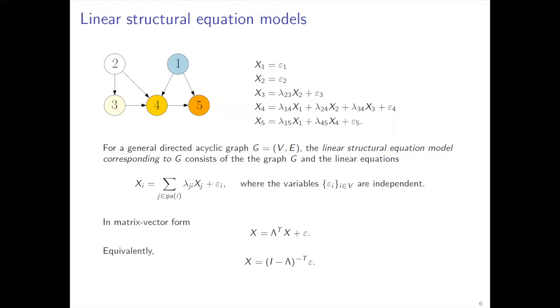We can rewrite this in matrix-vector form. If x is the whole vector, then x equals lambda transpose x plus the vector epsilon, where lambda is this matrix with these entries. The matrix lambda encodes the graph: lambda_ij will be 0 if there's no edge from i to j. So if you learn the matrix lambda, then you know the graph. If you move this part to the left, x minus lambda transpose x is epsilon, and then multiplying by (I minus lambda) inverse transpose, you get that x is (I minus lambda) inverse transpose times epsilon.